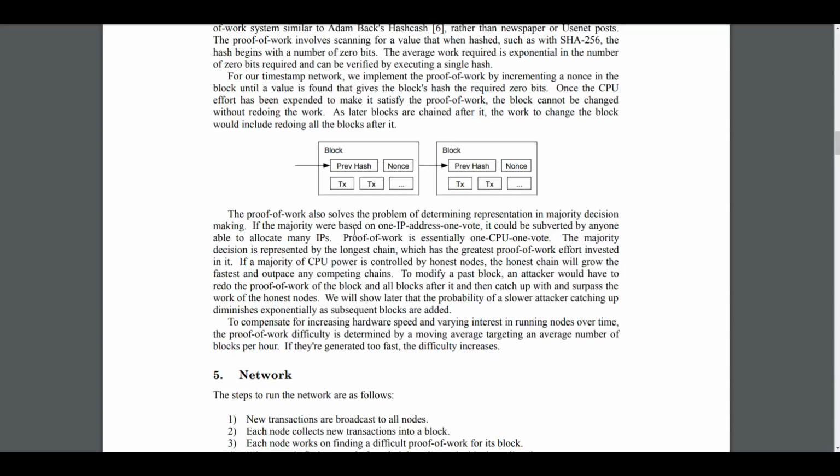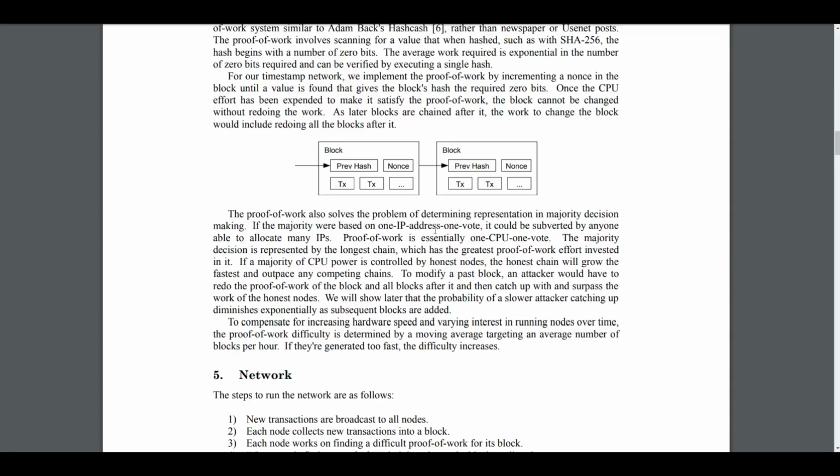It goes on to say if the majority were based on one IP address, one vote, it would be subverted by anyone able to allocate many IPs. So this is precisely the problem with the idea that 80% of the nodes running software matter, right? That was never the way it was designed. It was never supposed to be, well, I have a computer, I have a vote, right?